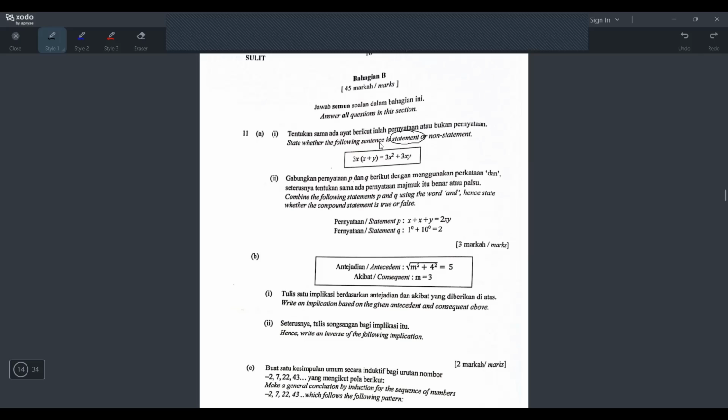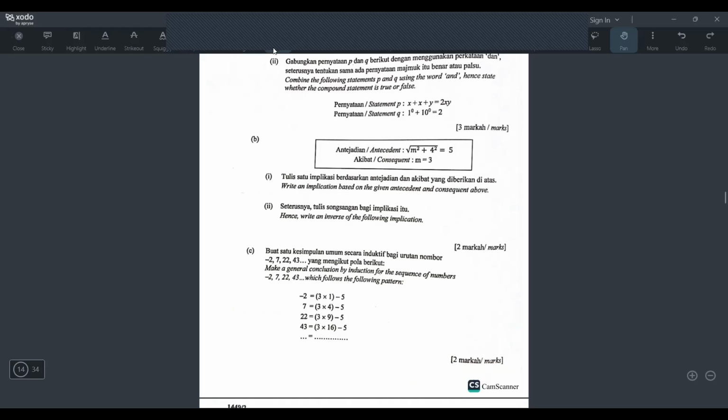This one, can you determine true or false? 3x times x is 3x squared, 3x times y is 3xy. And you can see 3x squared plus 3xy is the same, right? It means this is a true statement. The fact that you can prove that it's true means it's a statement already. So this is a statement. And it's a true statement to be more specific. But you don't have to write true or false. They just ask you statement or non-statement.